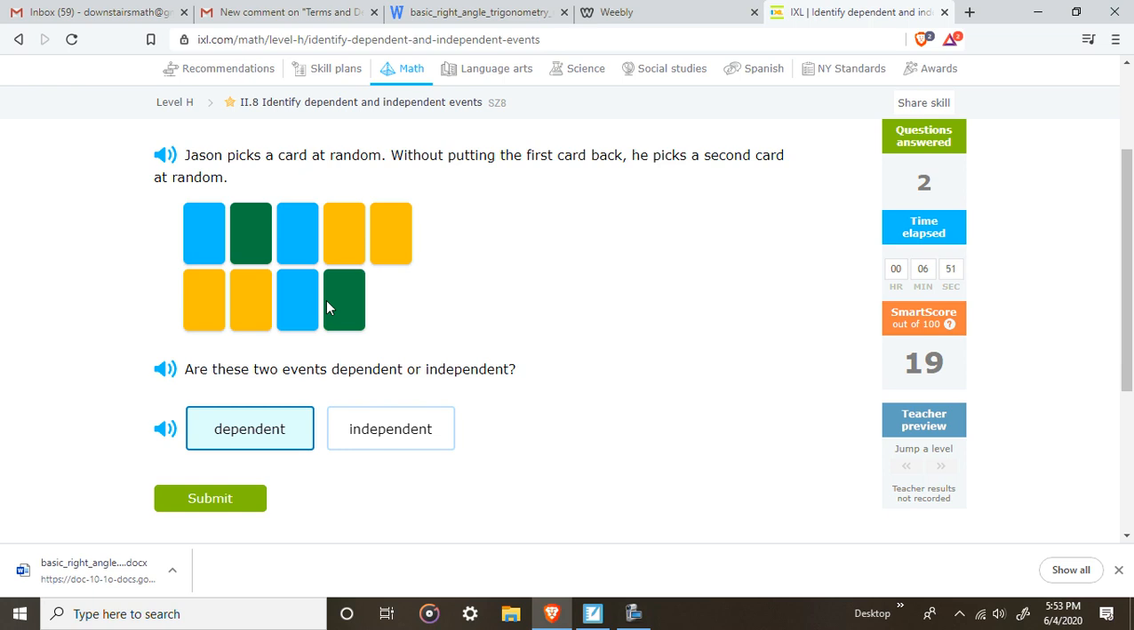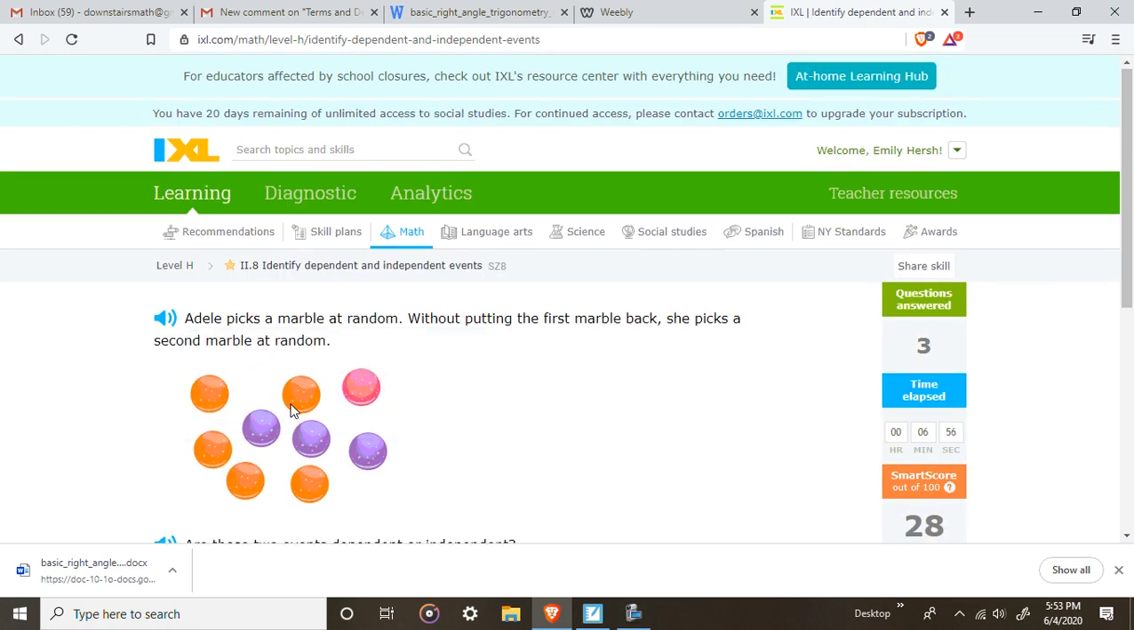So again, these two are different choices. The first one has a choice out of 9. The second one only has a choice out of 8. So these are dependent events, okay?